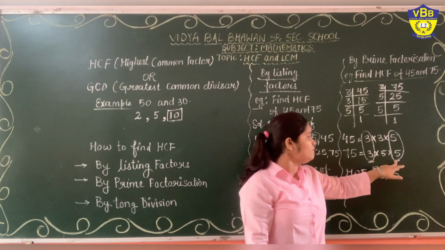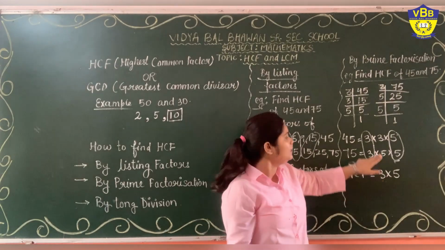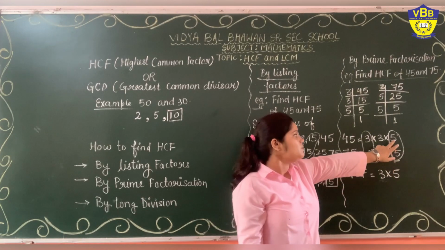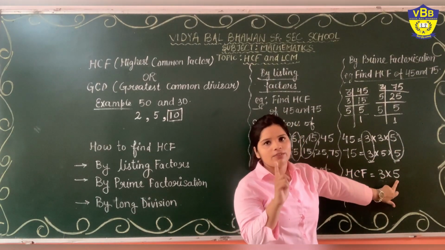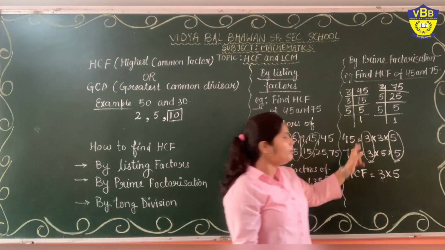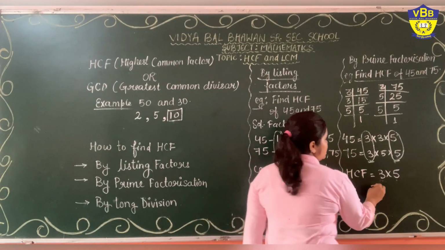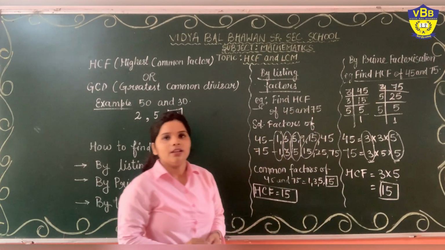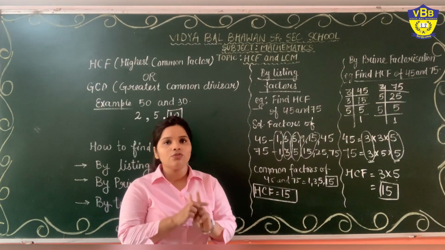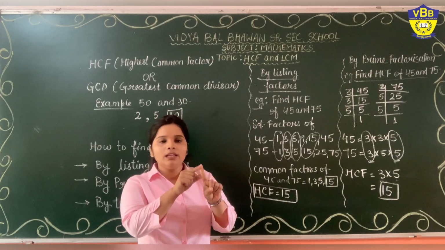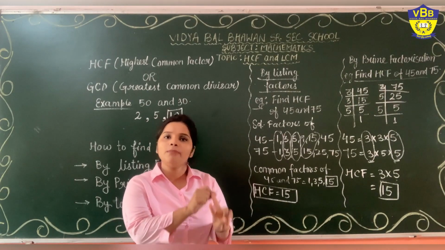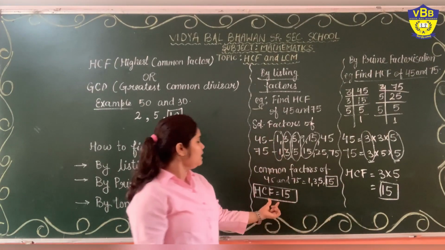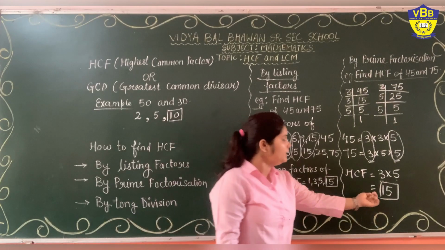3 is common, 5 is common, so we are writing 3 ones here. This 5 is common, so we are writing 5 ones here because this 5 is common in both the numbers. So what is the HCF here? It is 15. So we have discussed two methods to find HCF. First one by listing factors, second one by prime factorization. In both the cases, we get the answer as 15 only.